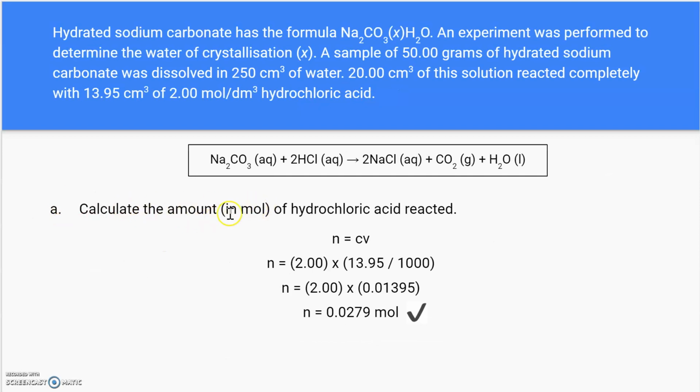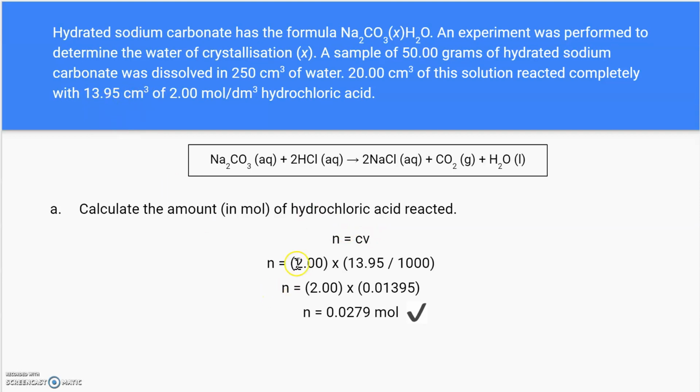So part A is calculating the amount in moles of hydrochloric acid reacted. We will use one of the most basic formulas in chemistry, which is moles equals concentration times volume. We are given that concentration of hydrochloric acid in moles per decimeters cubed, so it is already in standard units, and we can just plug it into the concentration variable of the equation. Now, we're also given the volume of the hydrochloric acid, but it is given in centimeters cubed. So before we can plug it into the volume variable, we must divide it by 1,000 to transform it to decimeters cubed.